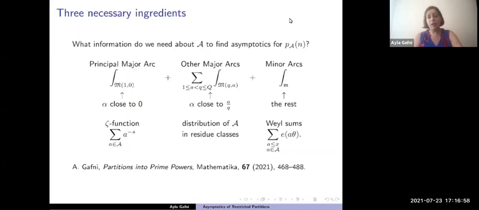And if you have all of that information at your disposal, which is pretty rare for a set to have, but if you do, then you could run it through the machinery that is given in any of those results. So for example, in this paper of mine from 2021, you could follow that method and get asymptotics for p_A(n) for that given set A.